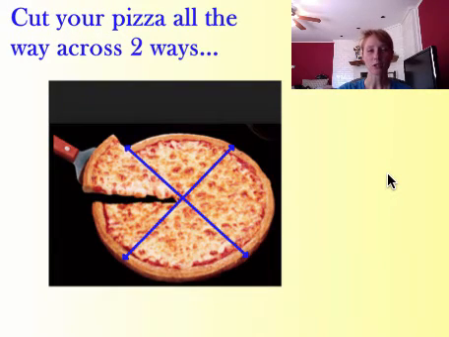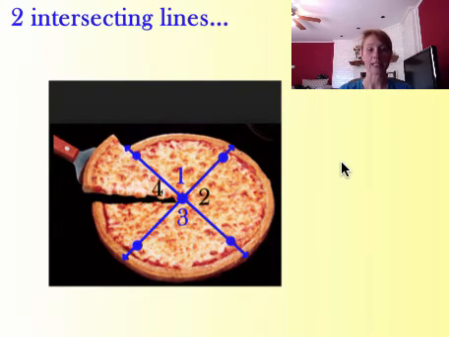Okay, the last thing we'll talk about today. Let's imagine you have your pizza again. You just took it out of the oven and you're about to serve it. And you've cut your pizza all the way across in two different ways. This way and that way. Well, we can represent those cuts as lines that intersect right here.